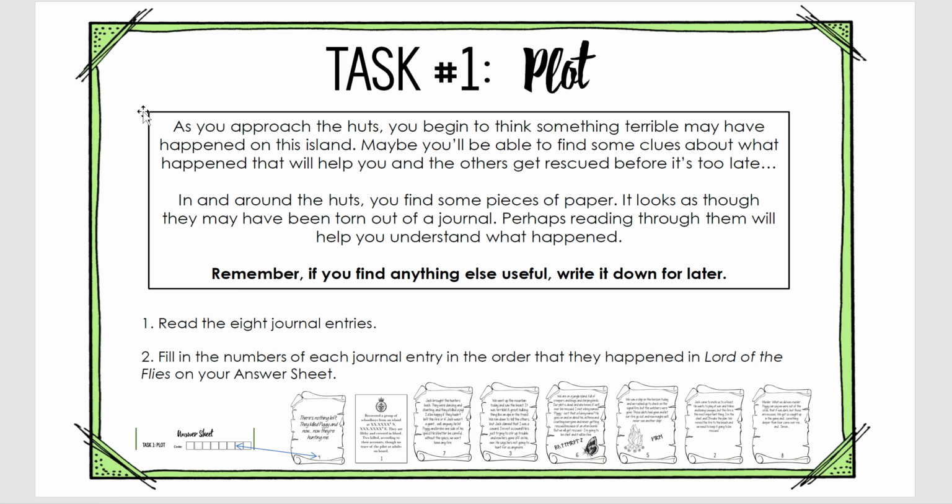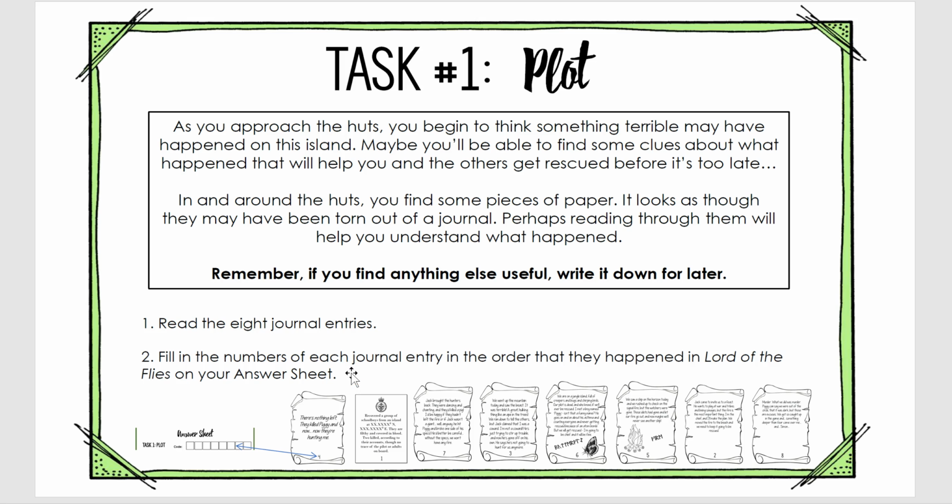It looks as though they may have been torn out of a journal. Perhaps reading through them will help you understand what happened. Okay, so your job is there are 8 journal entries on the next few slides. You're going to read through the 8 journal entries, and then you're going to fill in the number of each journal entry in the order that they happened in Lord of the Flies.